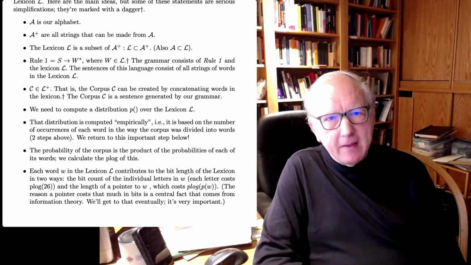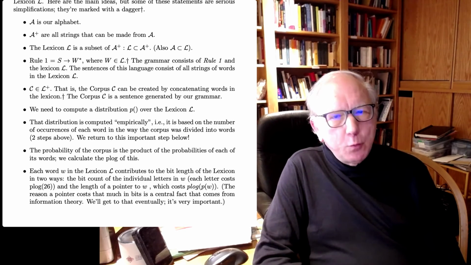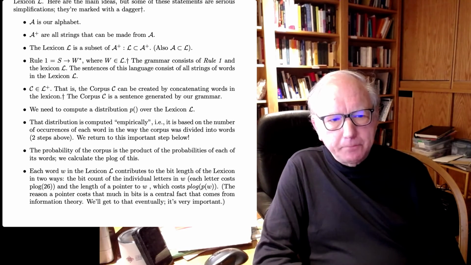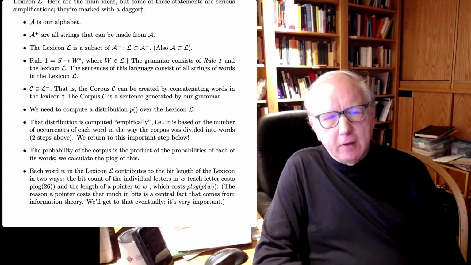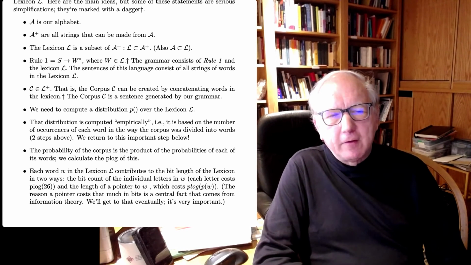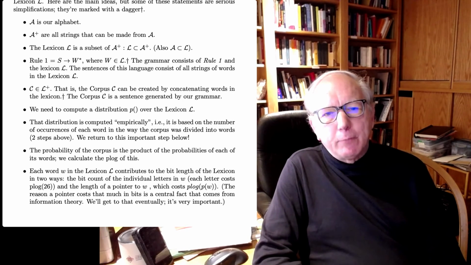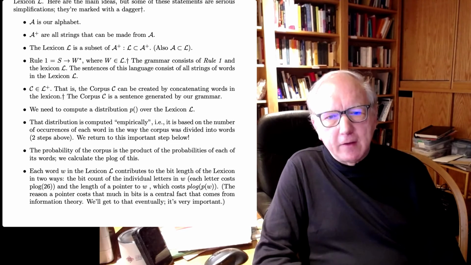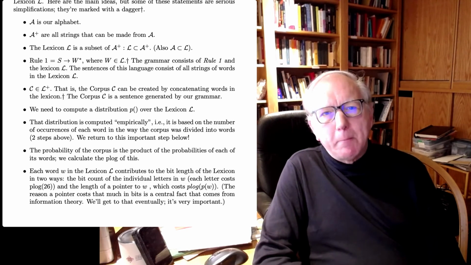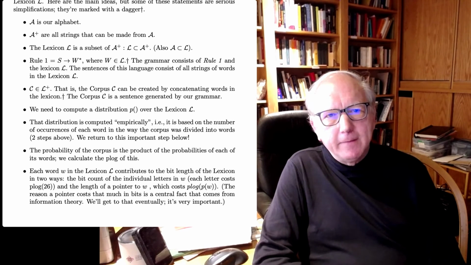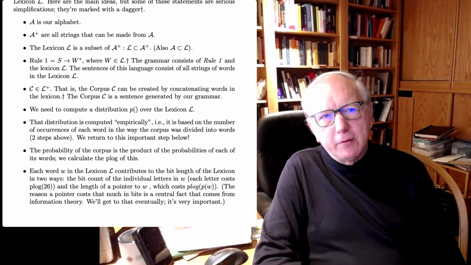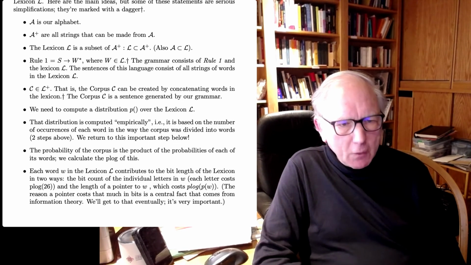So we're computing the length of the lexicon, and each word contributes to that length in 2 ways. There's the bit count of the individual letters in W. So if the word is THE, for example, then each letter is going to cost a little bit less than 5 bits. If we take the information cost of a letter to be the base 2 log of 26, it's a little bit less than the base 2 log of 32, which is 5. So the cost of each letter is almost 5 bits.